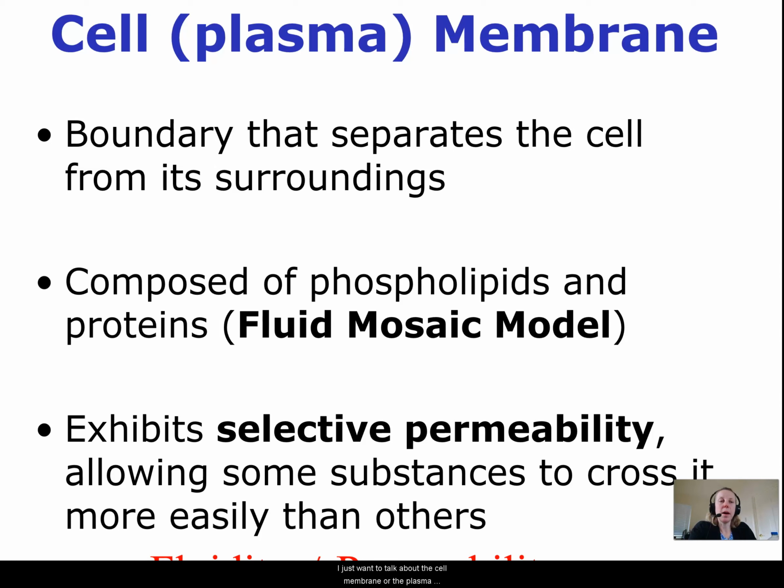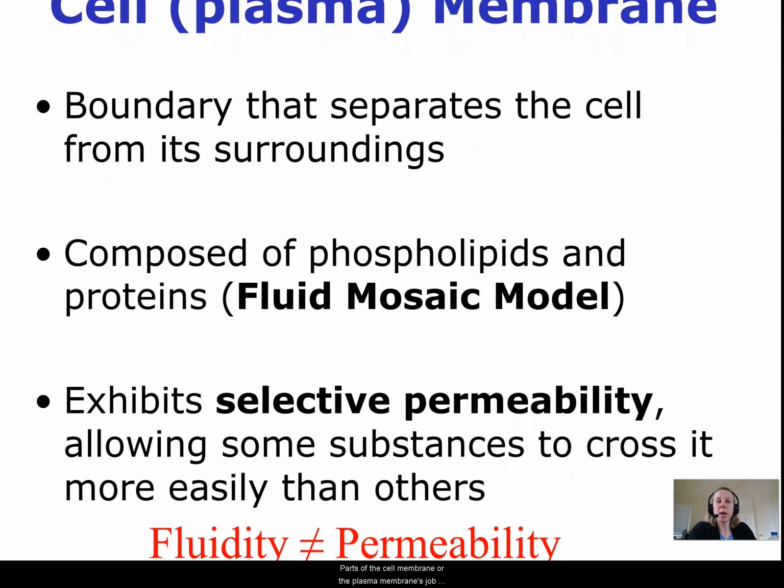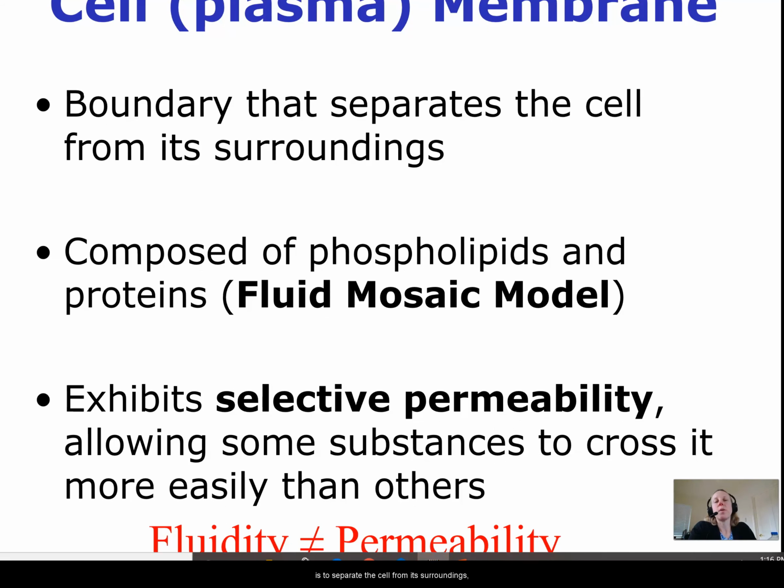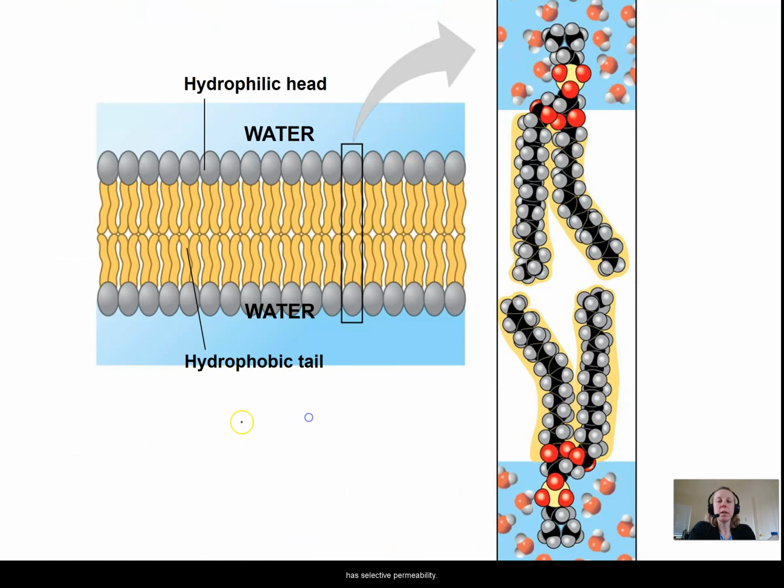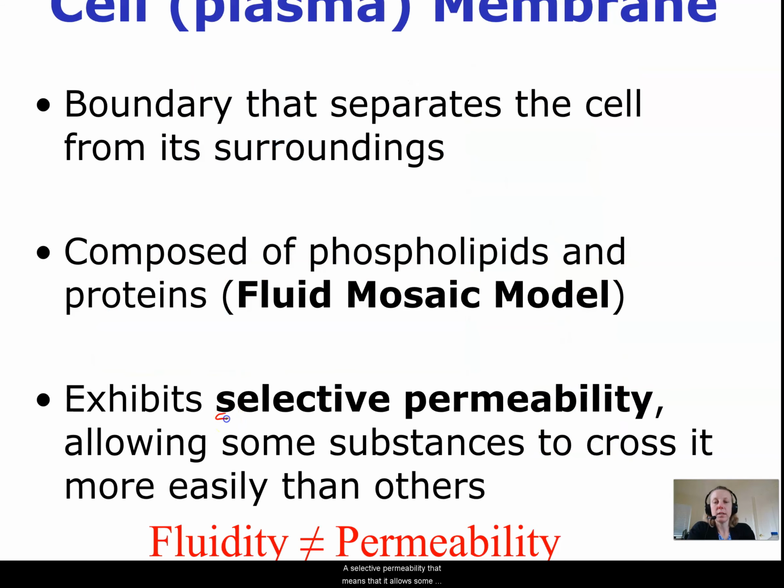Right, so let's talk about the cell membrane or the plasma membrane for just a second. All right, so the cell membrane or the plasma membrane, its job is to separate the cell from its surroundings or the area around it. And it's made of phospholipids and steroids and proteins. And there are actually some carbohydrates involved as well. The most important feature of the plasma membrane is that it has selective permeability. That means that it allows some things to cross, but not other things.